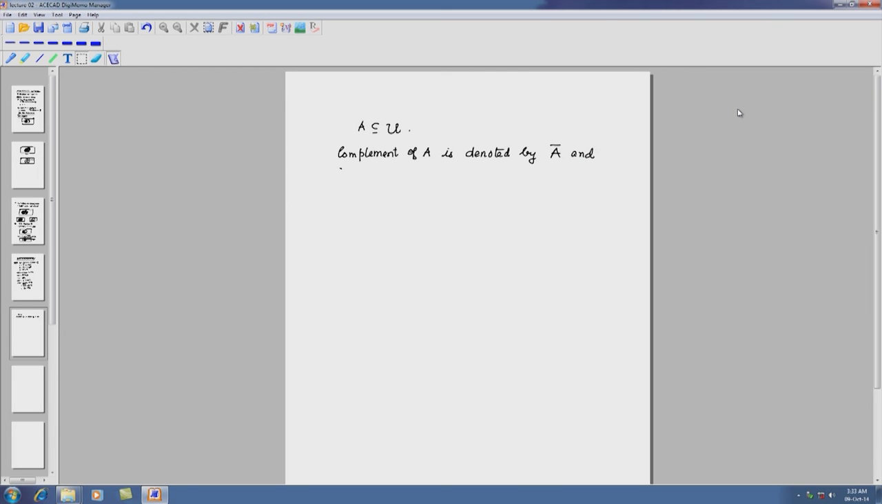and defined as: the complement of A is a set consisting of all x belonging to U such that x is not in A. Or in other words, by using the operations that we have defined already, the complement of A is U set minus A, that is the elements in U which are not in A. Now, we will consider the laws of set theory.